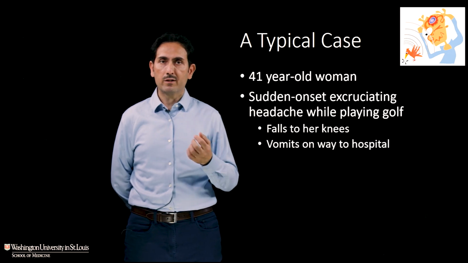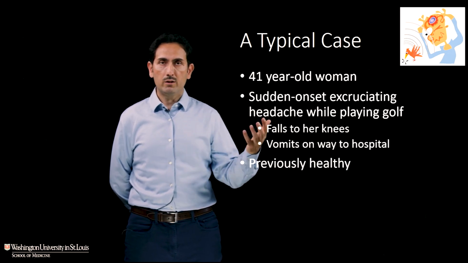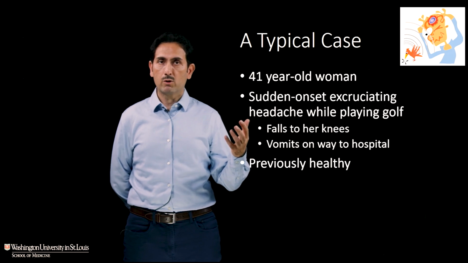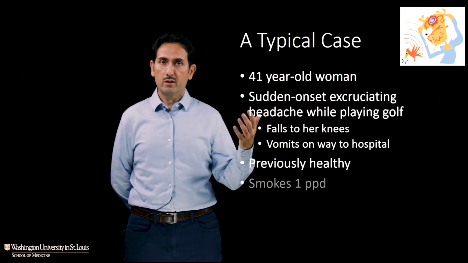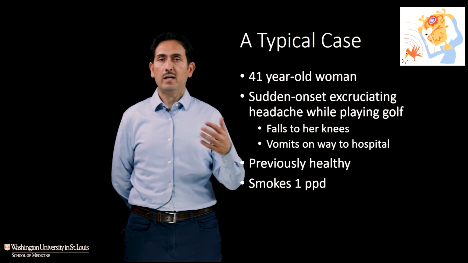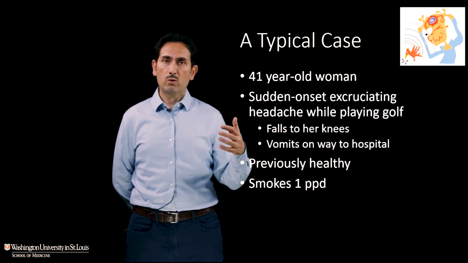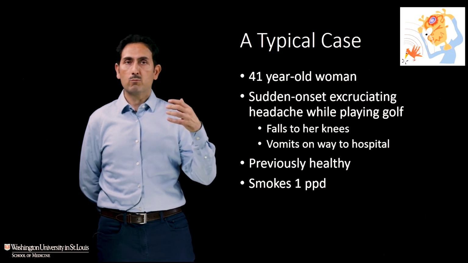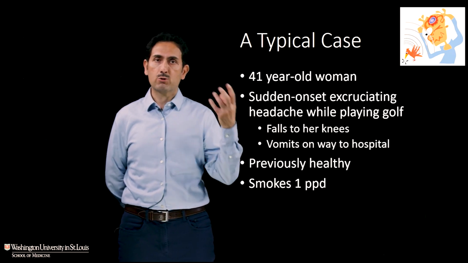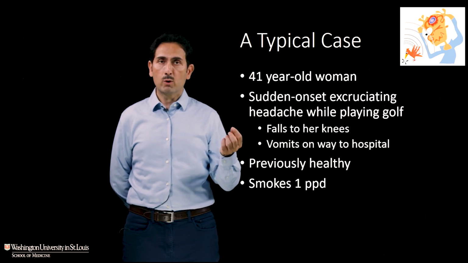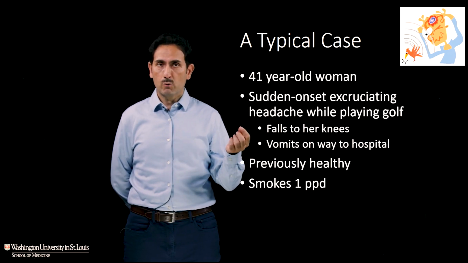So in this case, we have a healthy woman who falls with a sudden headache, and there are other signs of increased intracranial pressure or bleeding, such as vomiting. Patients may have onset during exertion, and they may have a history of so-called sentinel headaches, which are headaches that are severe but resolve in the days prior to the major event. Subarachnoid hemorrhage is more likely in smokers and more common in women.